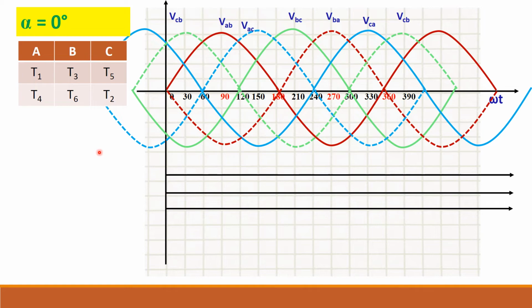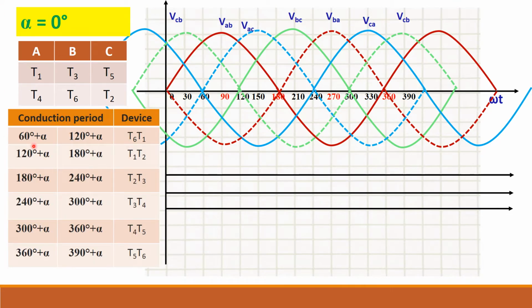That is, any alpha less than 90 degree will be for motoring mode and any alpha greater than 90 degree will give you braking mode. So alpha equal to 0 degree I have drawn here only for your understanding. So this is the conduction table.